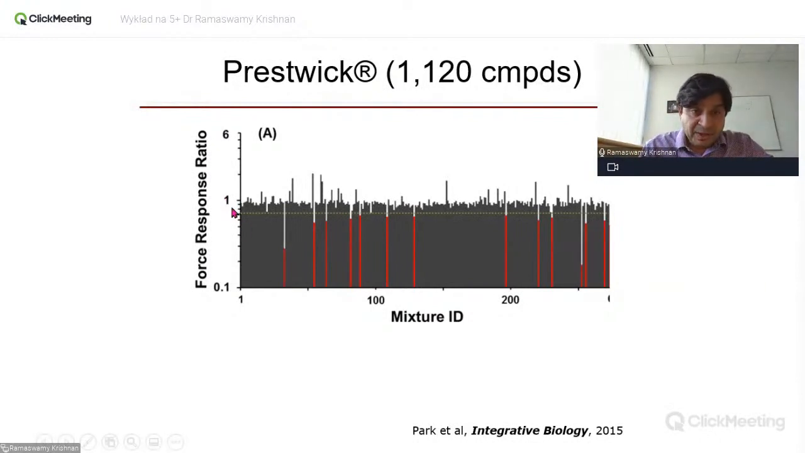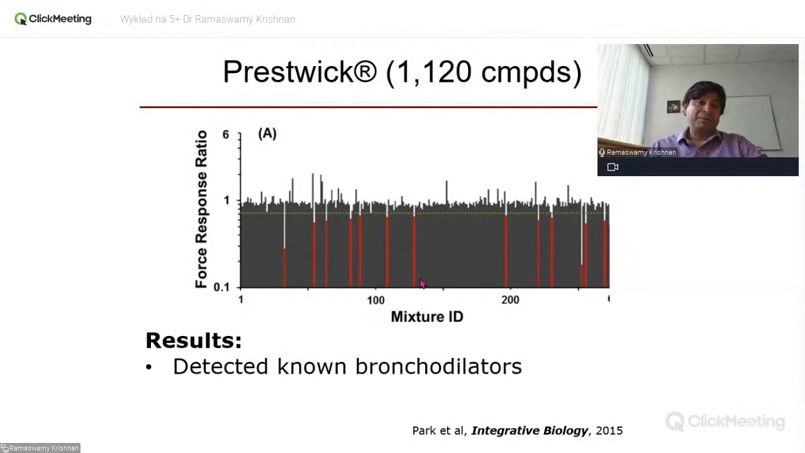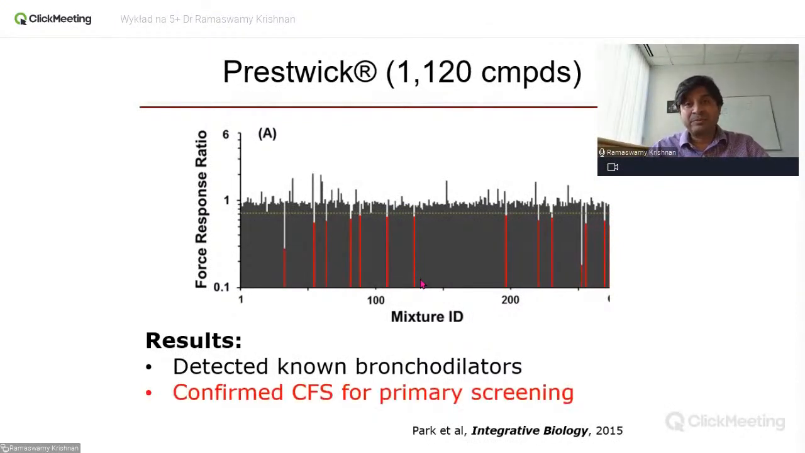What we did is we picked a cutoff, and we focused on those that were below the cutoff, because these are the potential relaxing compounds. Focused on these red bars, and remember, each red bar is four compounds, deconvoluted, tested again, repeated the process. At the end of it, we found about 15 compounds ready for bronchodilation and asthma, except that all 15 compounds were already either known to be used or in use for asthma. Still, it was an important exercise, and it validated our approach for primary screening.